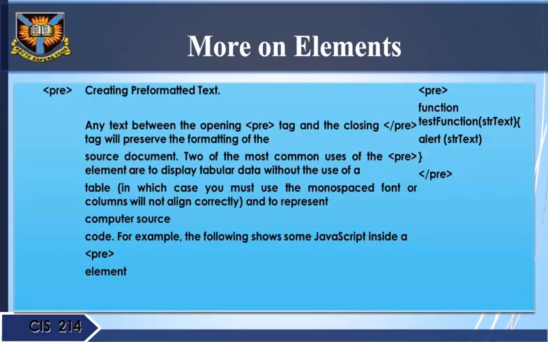More on element. <pre>. Creating preformatted text. Any text between the opening pre tag and the closing pre tag will preserve the formatting of the source document. Two of the most common uses of the pre element are to display tabular data without the use of a table, in which case you must use a monospaced font or columns will not align correctly, and to represent computer source code. For example, the following shows some JavaScript inside a pre element.